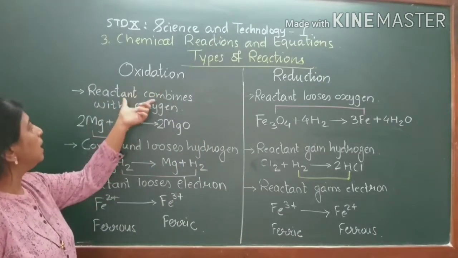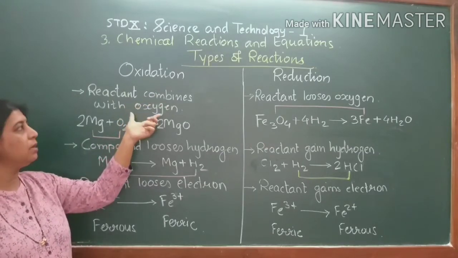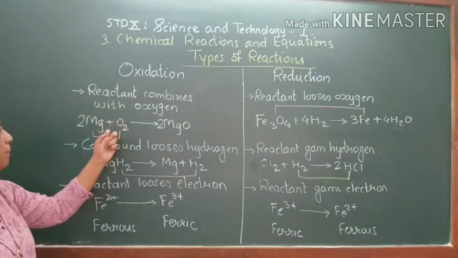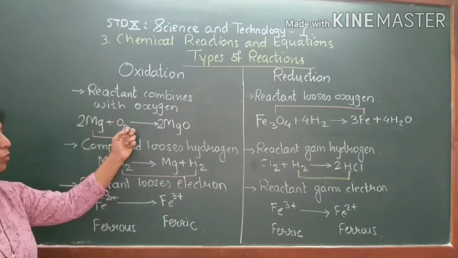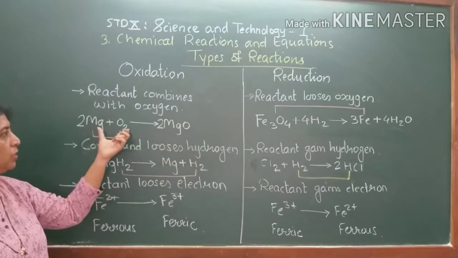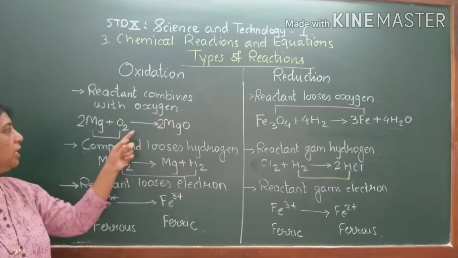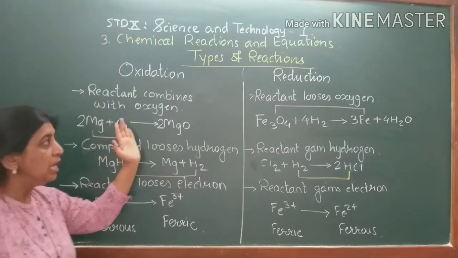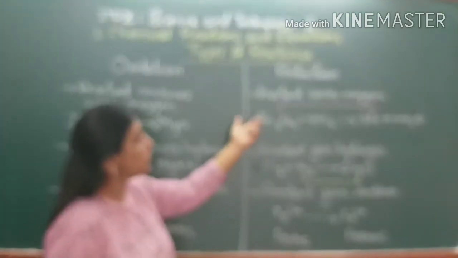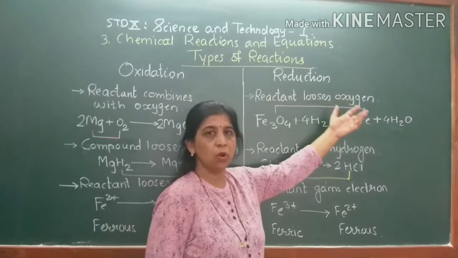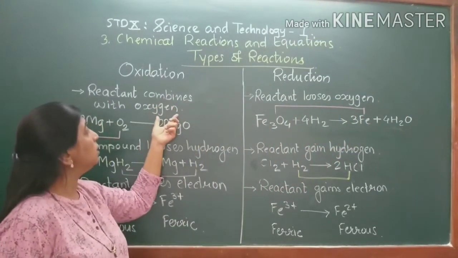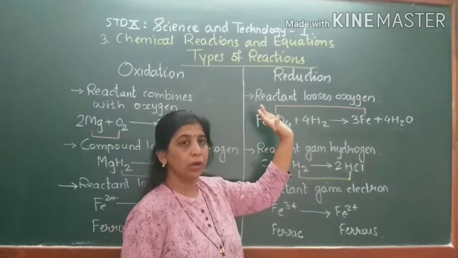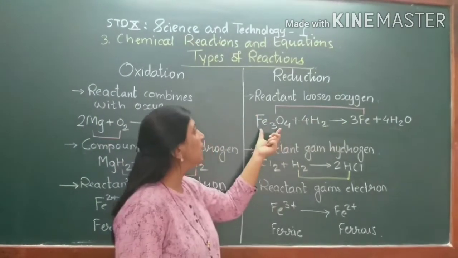Oxidation reaction. A reaction in which the reactant combines with oxygen is called an oxidation reaction. Example, magnesium reacts with oxygen to form magnesium oxide. 2Mg plus O2 gives 2MgO. Here, oxygen reacts with the reactant to form a product. Reduction is a reaction in which the reactant loses oxygen. In oxidation, the reactant combines with oxygen, and in reduction, the reactant loses oxygen.